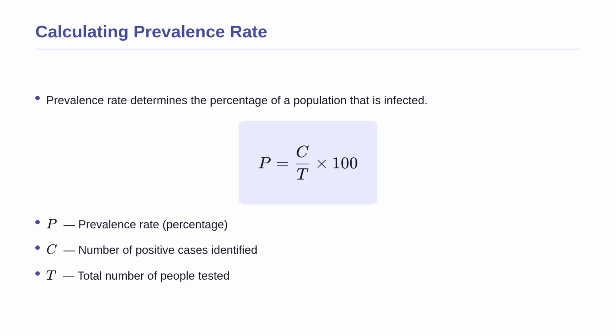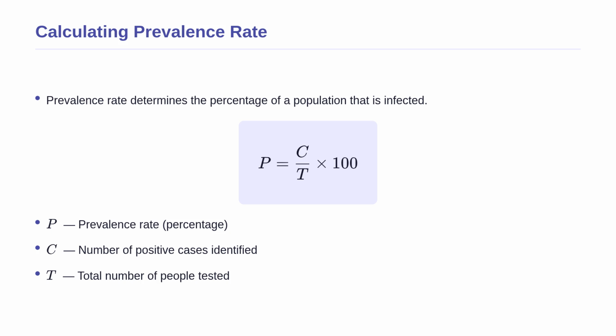To understand how widespread the parasite is, we use the prevalence rate formula. Conceptually, this is simply finding the fraction of the tested population that is sick and converting it into a percentage. In this equation, P stands for the prevalence rate, C represents the number of positive cases identified, and T represents the total number of people tested in the sample. We divide the positive cases by the total tested and then multiply by 100 to get our percentage.